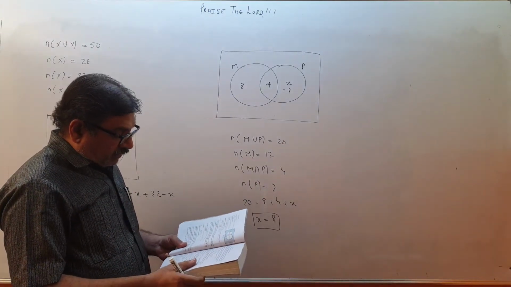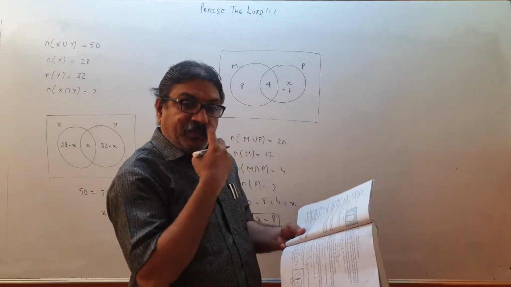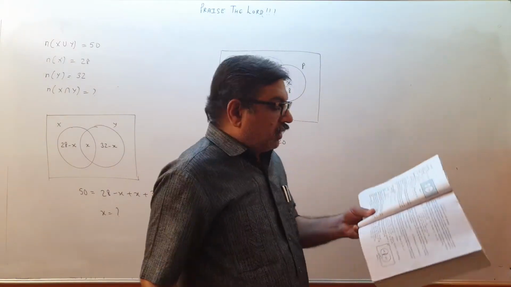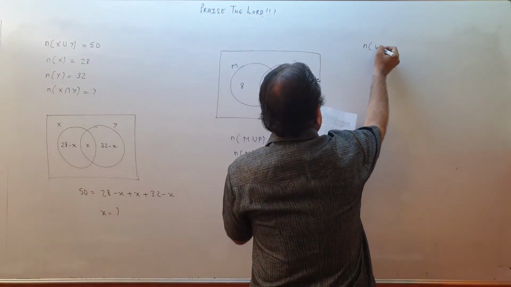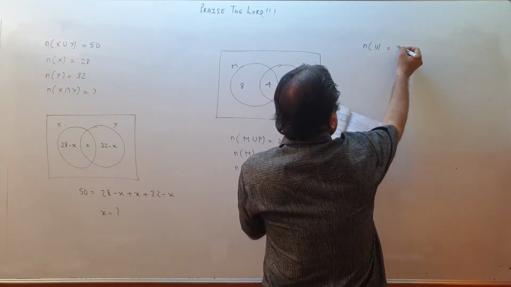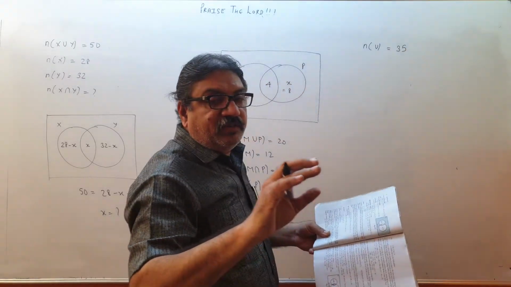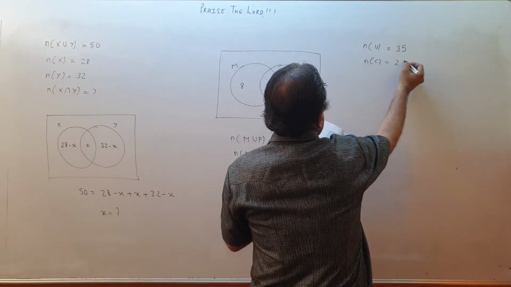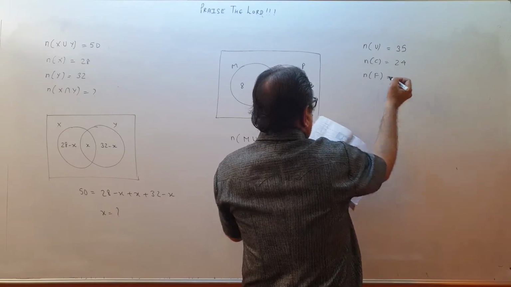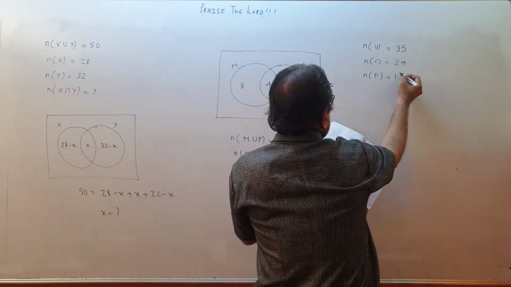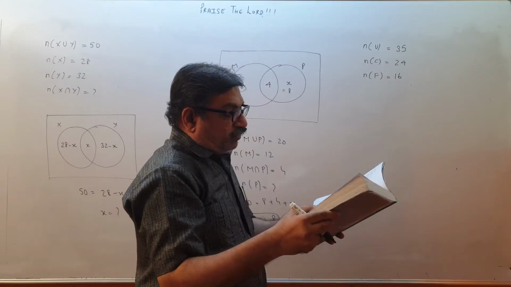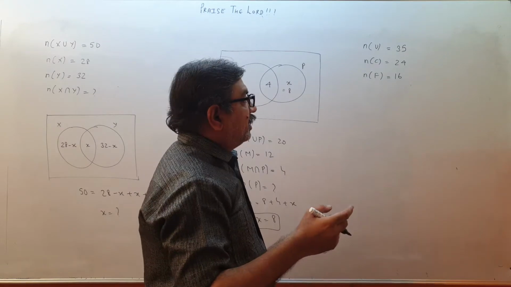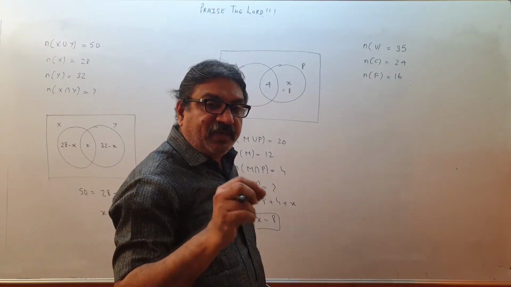Then, in a class of 35 students, 24 like to play cricket and 16 like to play football. So, cricket is played by 24 people. First, the number of elements in the class, U, that is 35 students. Number of students in the class, that is the universal set, that is 35 elements. Cricket is played by 24 people. Football is liked by 16. Also, each student likes to play at least one of the two games. There is no student who plays neither cricket nor football. Everybody plays at least one game.